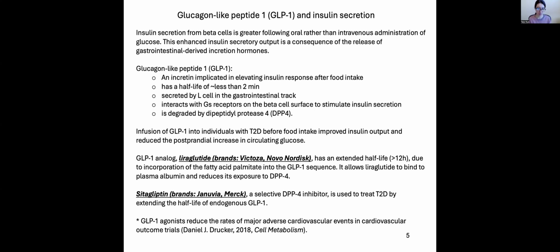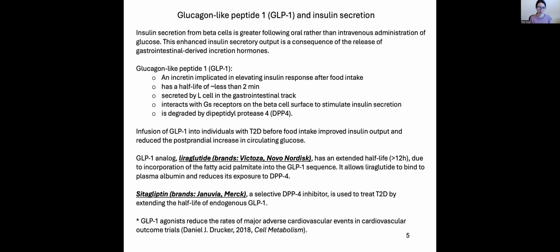And GLP-1 has quite a short half-life, which is less than 2 minutes. As mentioned, it is secreted from the gastrointestinal tract, specifically the L cells. As you know, there are many different cell types in the gastrointestinal tract, and the GLP-1 is specifically secreted from the L cell. So GLP-1 interacts with the stimulatory GPCR on the beta cell to stimulate insulin secretion. And GLP-1 can be degraded by this protease called dipeptidyl protease 4, DPP4.